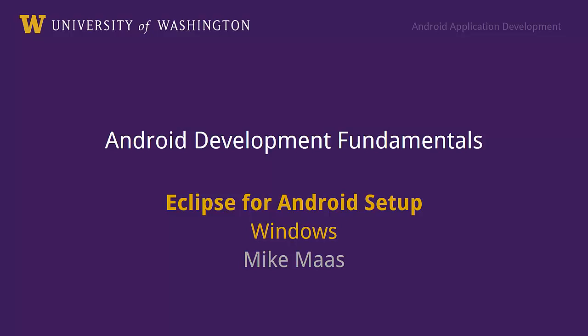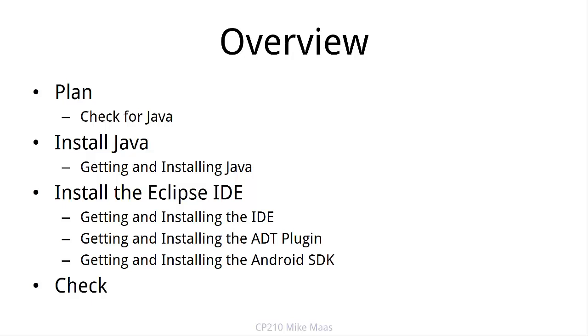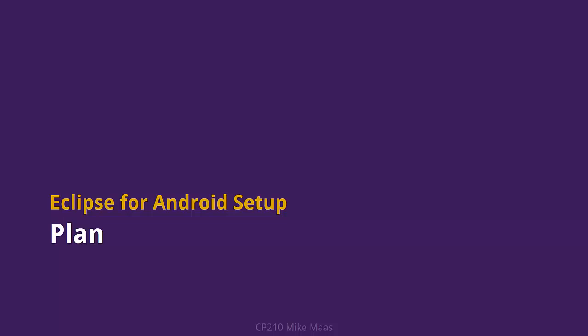Hi, my name is Mike Moss, and this video is hopefully going to show you how to set up Eclipse for Android development. So there's 4 steps. The first is basically to plan what we need, then install Java, the Eclipse IDE itself, and then finally check to see what we've done. So let's start with the planning phase.